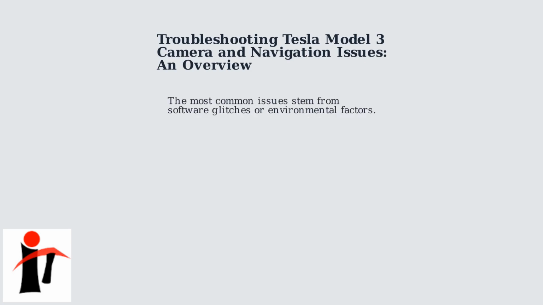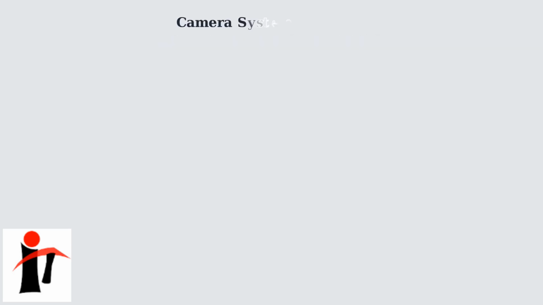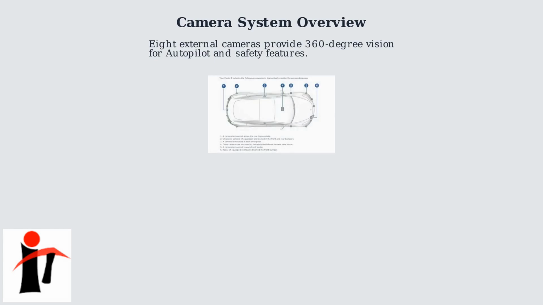The most common issues stem from software glitches or environmental factors. The Tesla Model 3's camera system consists of 8 external cameras that work together to provide a complete 360-degree view of the vehicle's surroundings. These cameras are essential for features like autopilot, lane keeping, and collision avoidance.